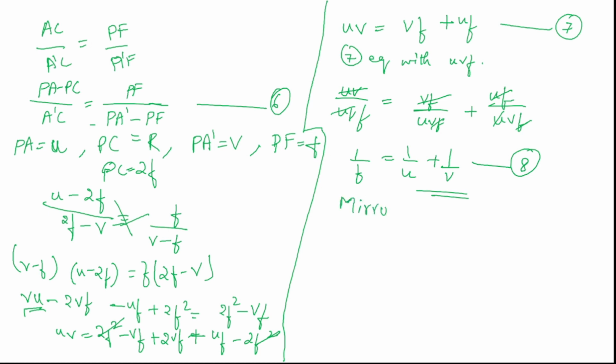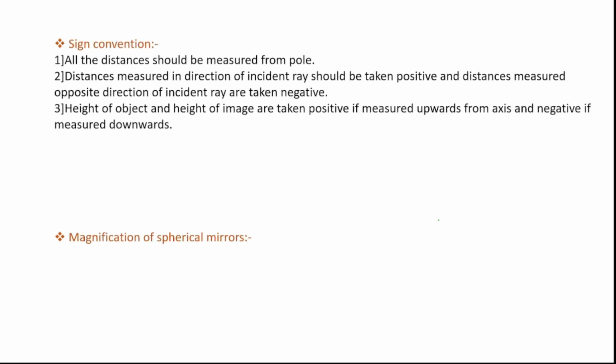So this is the mirror formula. So f is focal length, u is object distance, and v is image distance. So while using this, we have to use sign convention in every case. So what is sign convention now? Sign convention is nothing but, so we have some rules to measure the distances. That is, all the distances should be measured from the pole.